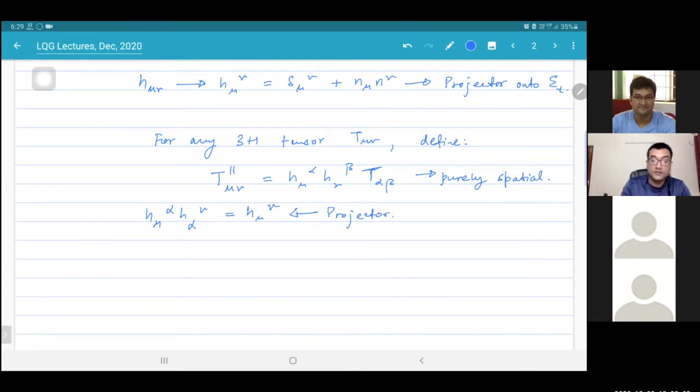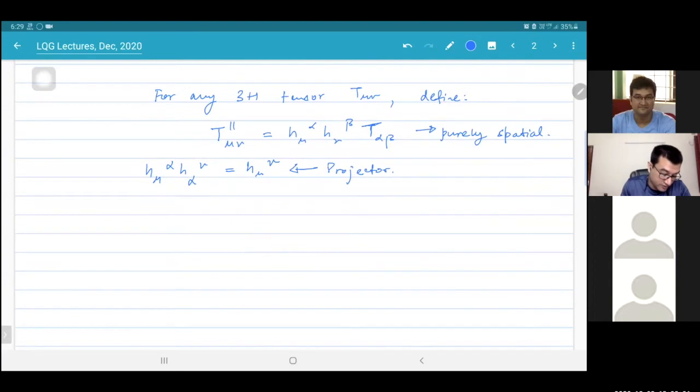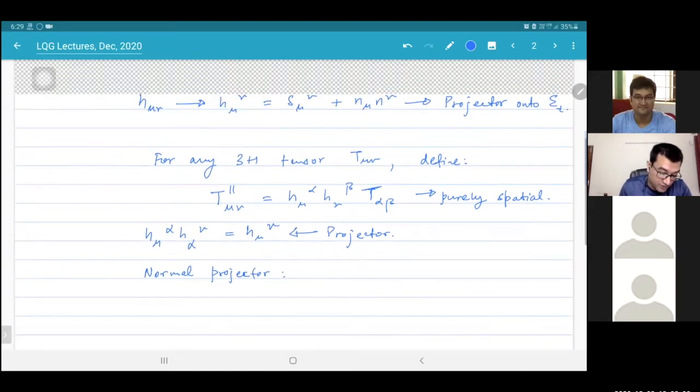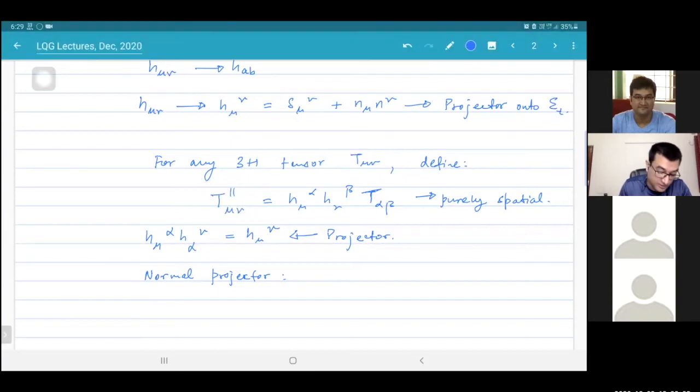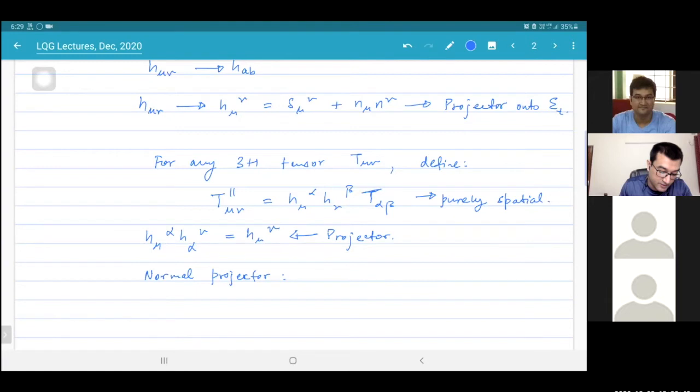Okay. Now, similar to this, so this is our spatial projector. In a similar manner, we can define the normal projector. So the normal projector will take any tensor, and it will give you the part of that tensor which is purely normal, right? And also note that when you are doing this projection, you have to apply one projector for each index, right? So I'm taking h nu beta for this index beta and h mu alpha for this index alpha. So I have to take each index and project that out individually.